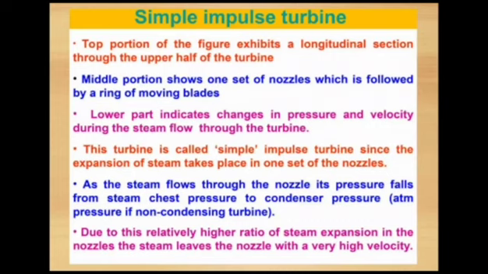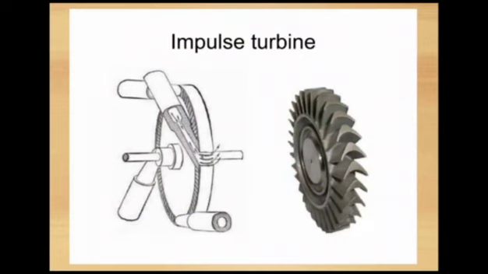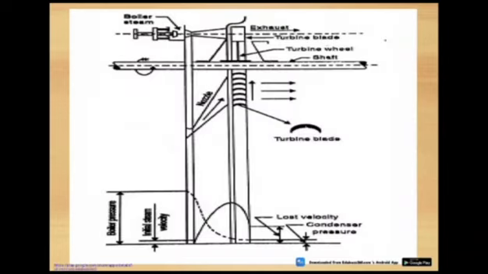As the steam flows through the nozzle, its pressure falls from the steam chest pressure to condenser pressure. Next, due to a relatively high ratio of steam expansion in the nozzle, the steam leaves the nozzle at a very high velocity. This is a diagram for the impulse turbine.